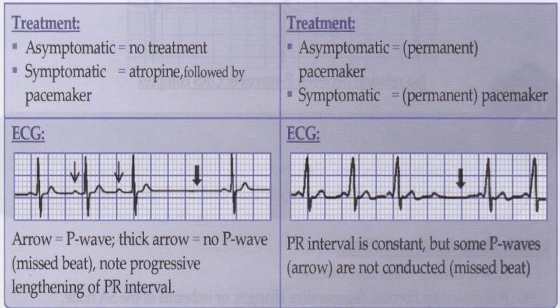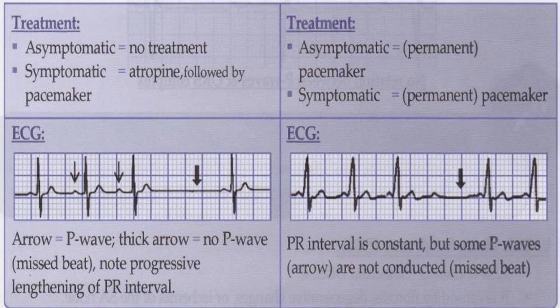So these are the ECGs which are shown. On the right hand side there is Mobitz type 1, and on the left hand side Mobitz type 2. In type 1 you can see that there is prolongation of the PR interval and then there is a missed beat. You can see the first arrow pointing to a P wave, then the second arrow pointing to a P wave, and there is a distance which is gradually increasing, and then there is a missed beat marked by the thickened arrow.